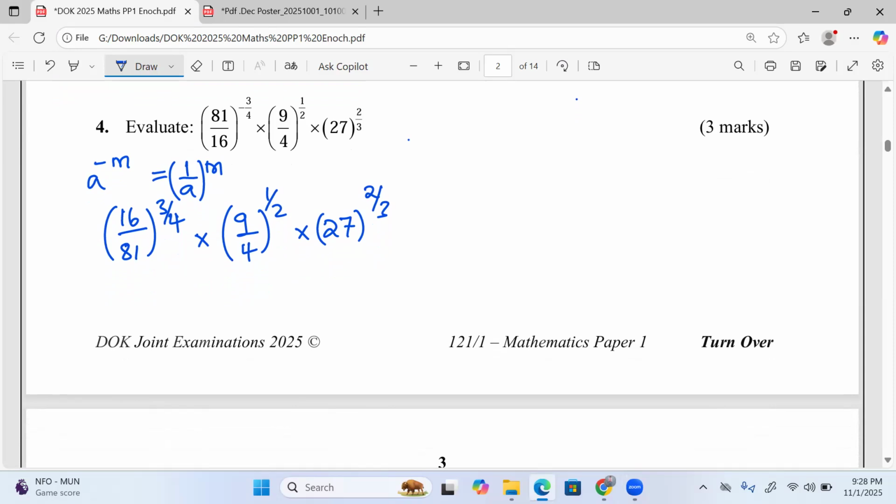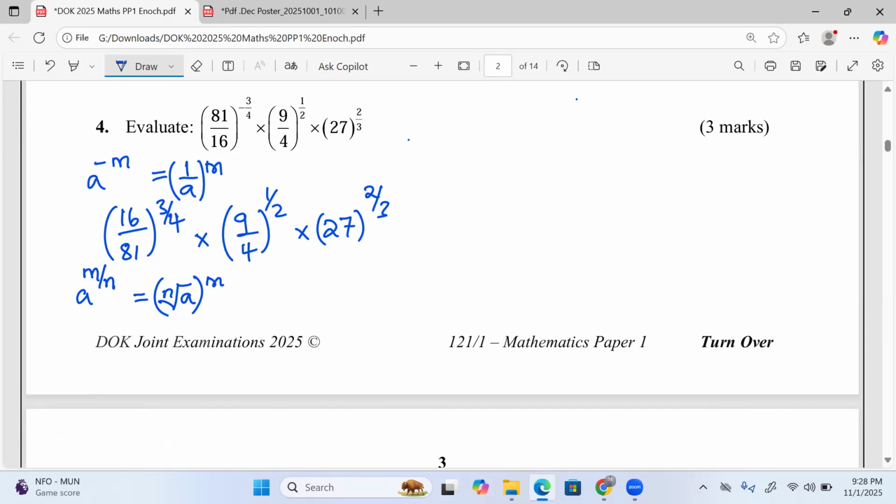Now, at this point, we can apply what we call the fractional law of indices, because from the look of things, you can see that all the powers are fractions. So the fractional law of indices, when we have a number, let's say A raised to the power of m over n, we solve this by taking nth root of A. Then now we raise everything to power m.